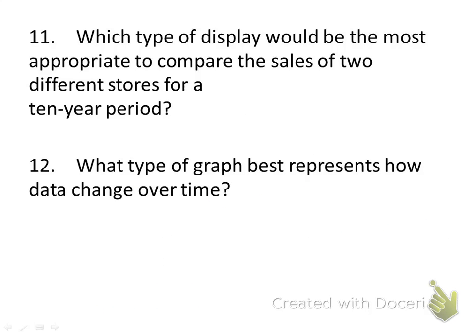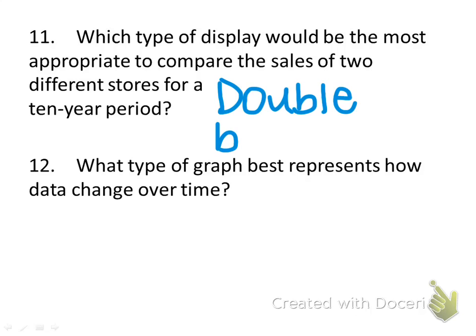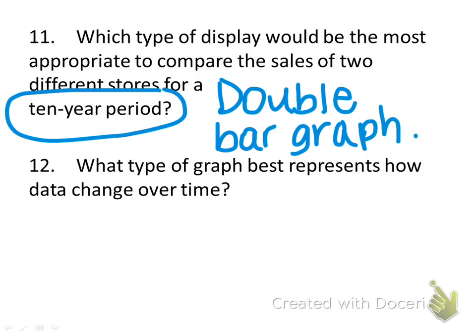Which type of display would be the most appropriate to compare the sales of two different stores for a 10-year period? Well, if we're comparing two different stores over a number of years, the correct answer would be a double bar graph. Because we're comparing two different stores, and even though it is a time period, it's not going to be completely accurate if we would do a line graph.